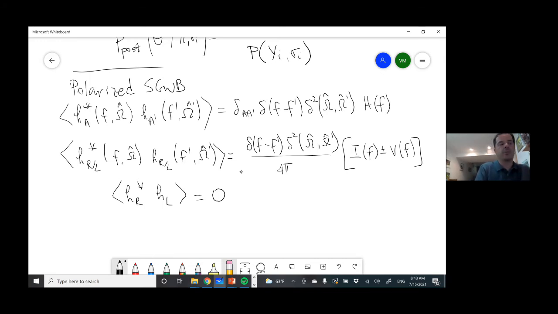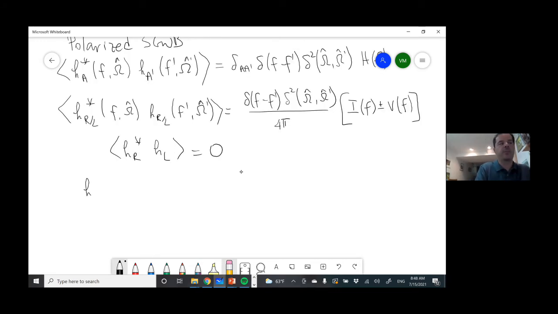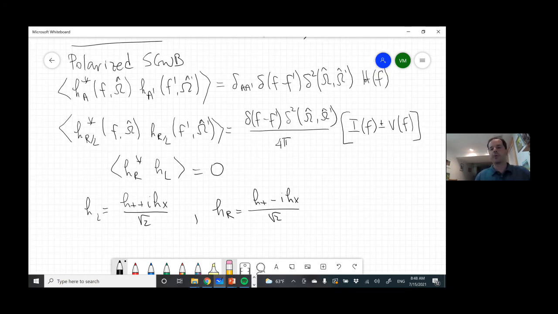So I should also, just to be explicit, write down what I mean by HR and HL. So HL can be written as the left polarized wave would be H plus i H cross divided by square root 2, and HR is then with a minus sign. Okay, so these are two linear combinations of the H plus and H cross, just having the left and right helicities. You know, of course, this is very similar to what we had for the unpolarized case.